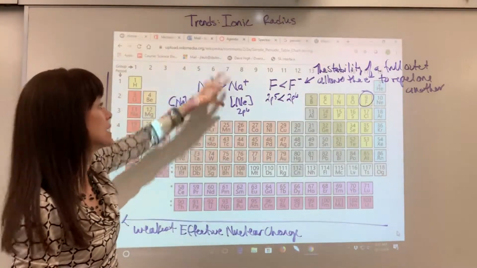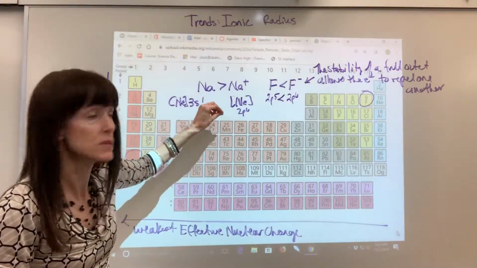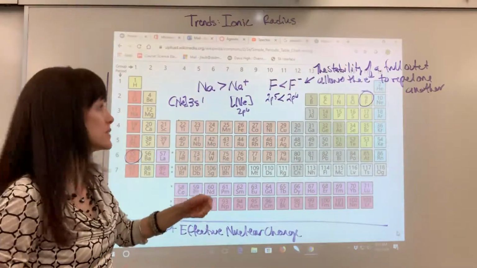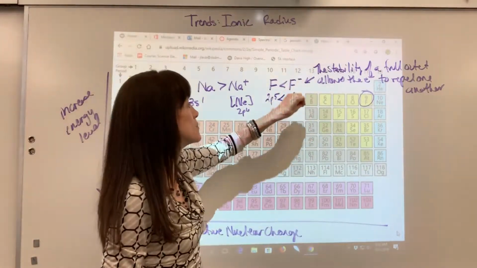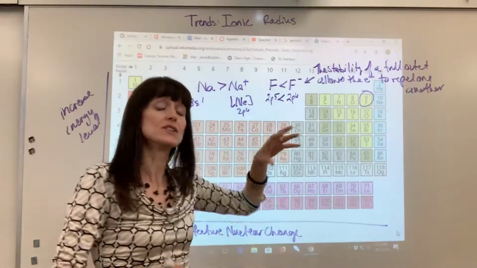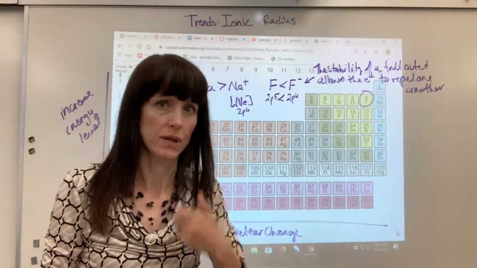And the explanation here is the shell model. It's the shell model because we have one energy level difference. And over here is the stability of the octet, and so the electrons can now repel one another just a little bit.